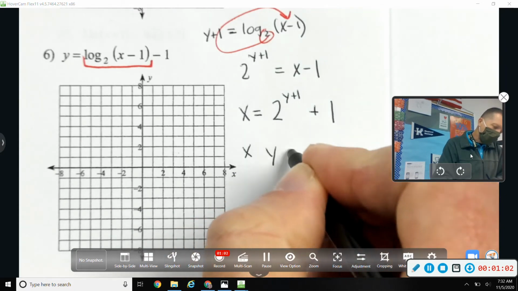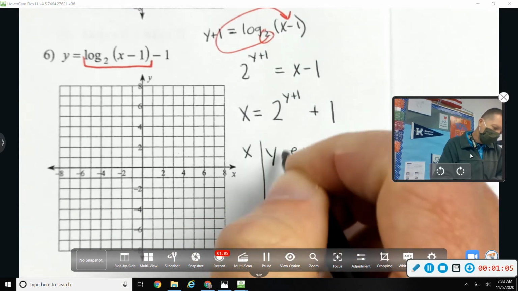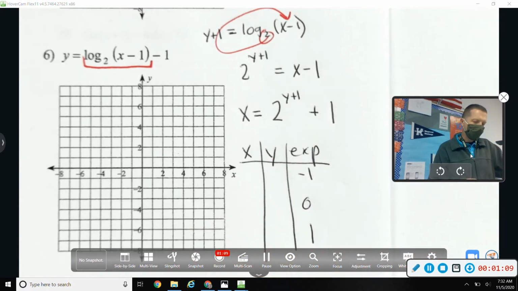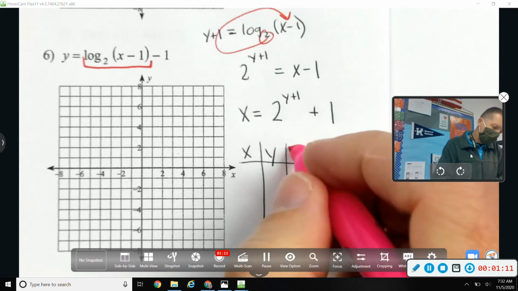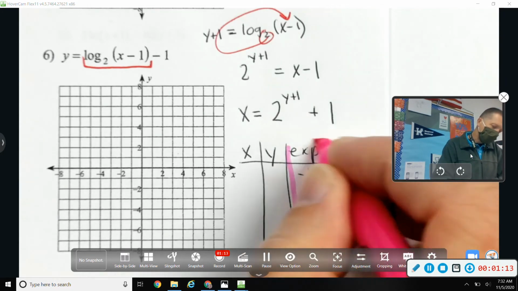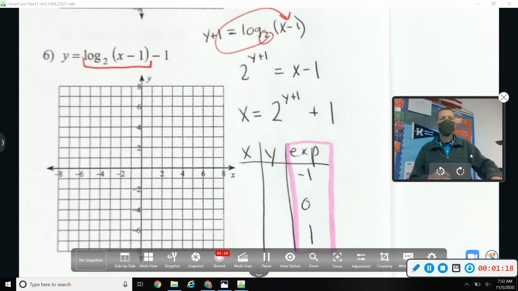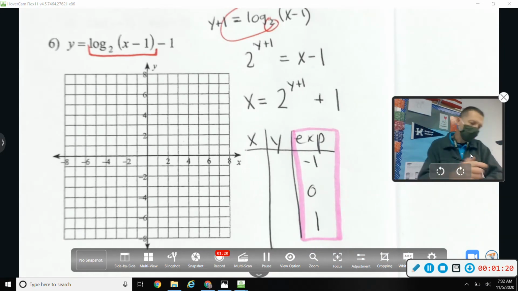All right, 3 columns for our table of values because we always want our exponent to be -1, 0, and 1. And I put it next to the y stuff because that's where the exponent is. So the y is the exponent.